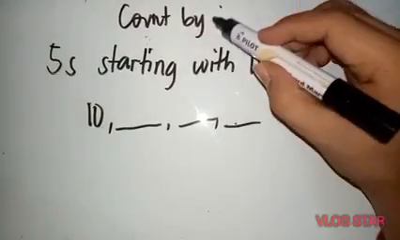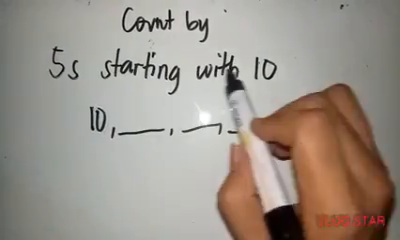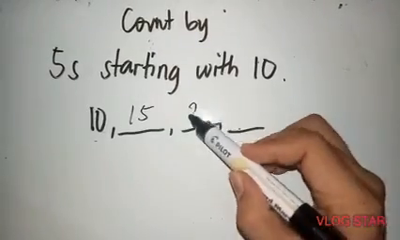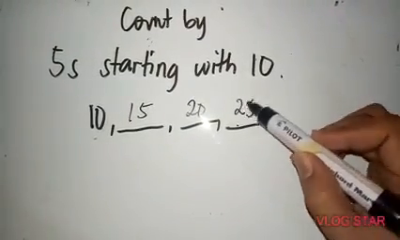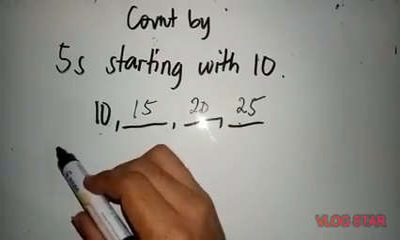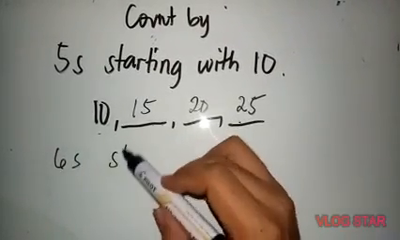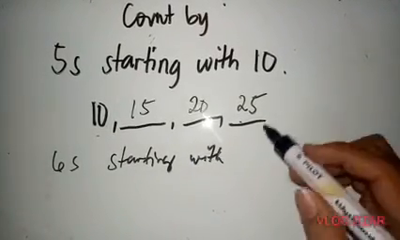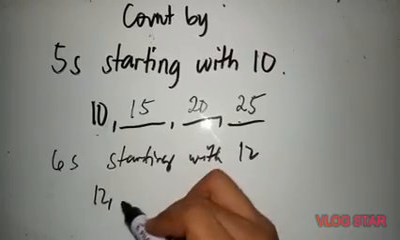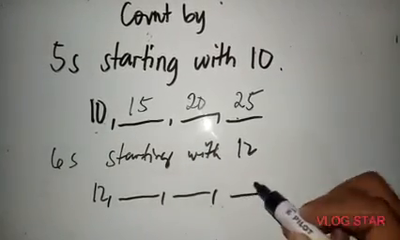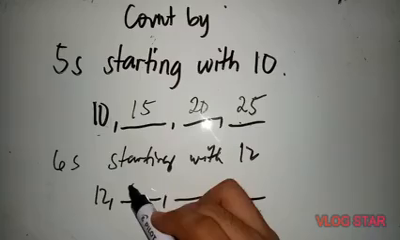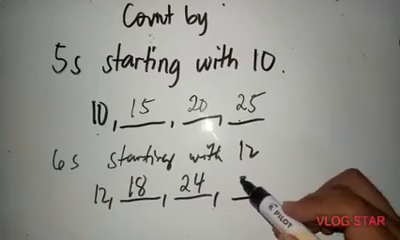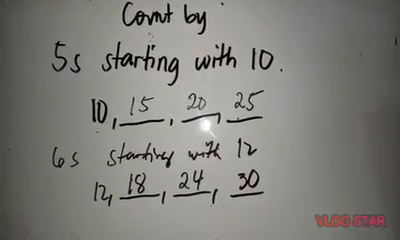Next example, count by fives starting with 10. So 10, 15, 20, 25. What if we have 6 starting with 12? 12, 18, 24, 30. So that's it.